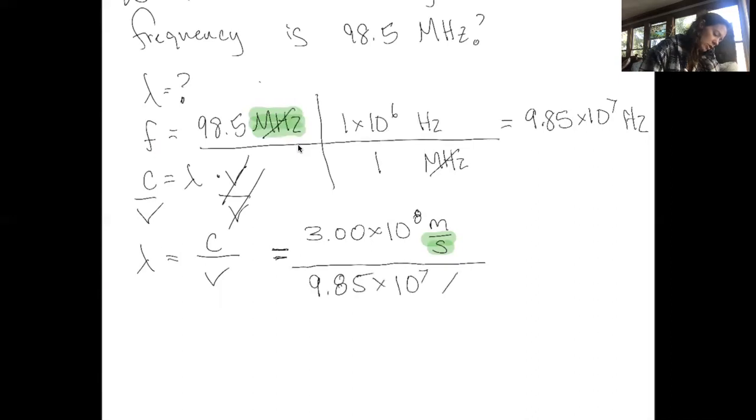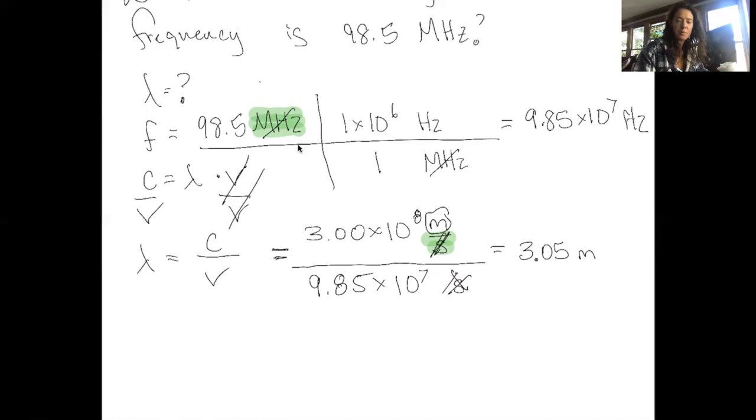I'm going to write hertz as per second, and I see that those will cancel, right? That's why we had to convert it. I'll be left with meters. And I'm going to put this in my calculator, and you need to do the same. I'm going to check to make sure that my answer makes sense. 3 with an exponent of 8 divided by 9.85 with an exponent of 7. That should give me almost no exponent, and in fact it does. And I'm going to round the 3.04 up to 3.05, and that is meters.